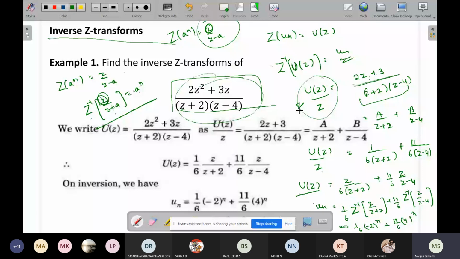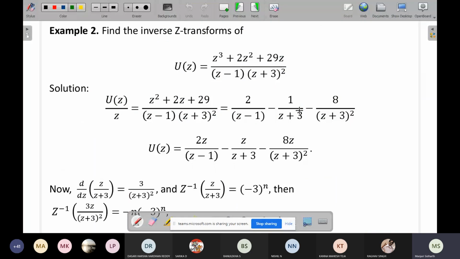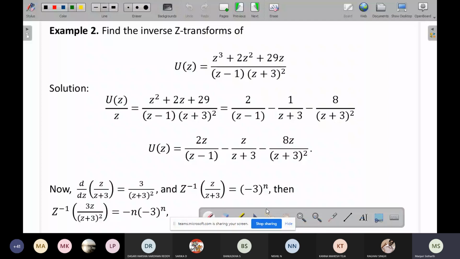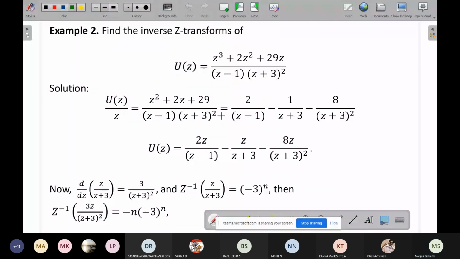Okay, next question, a little bit difficult, but not that difficult. You just should remember the formulas. Capital U Z is this, so take one Z common here. Here you will get Z square plus 2Z plus 29 and this. Now these are not linear factors but a power 2 factor, so A by this, B by this and C by this. So I did the partial fraction directly.